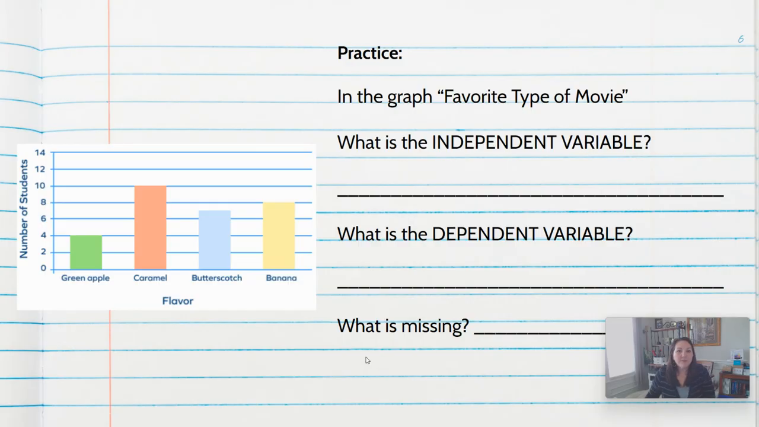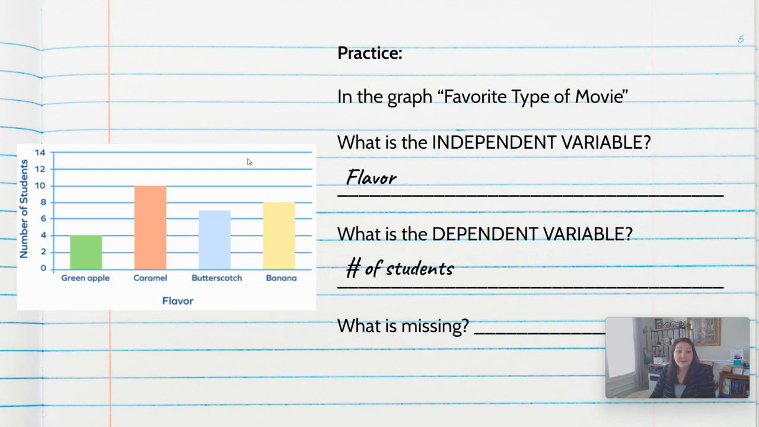So in this graph, the favorite type of music, notice real quick that they didn't have a title. Yeah, that's not good. So the first question says, what is the independent variable? So I knock it down. The independent variable is on the x-axis. Their independent variable is the flavor. D, dependent variable, that backbone for the D, that's going to be the number of students.